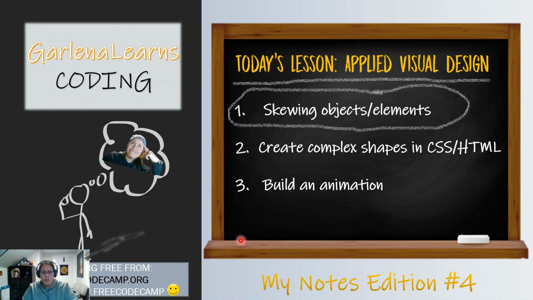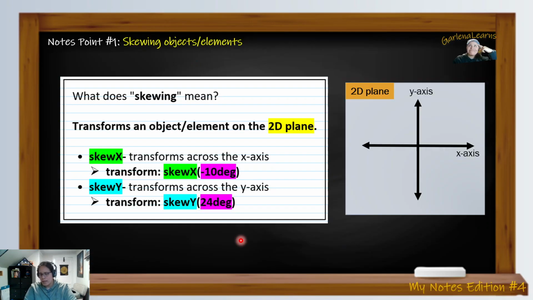Okay, so skewing objects and elements. What does that mean? Well, it means that you're going to transform an object or an element on the 2D plane. And so here we go, the 2D plane, the X and the Y axis, like in math. So what you're going to do is rotate or transform something either across the X or across the Y axis, and it can be negative or positive.